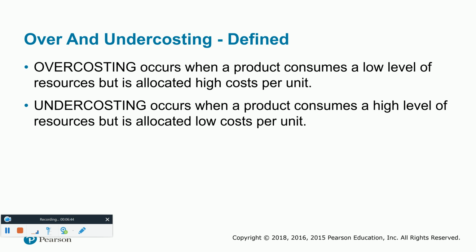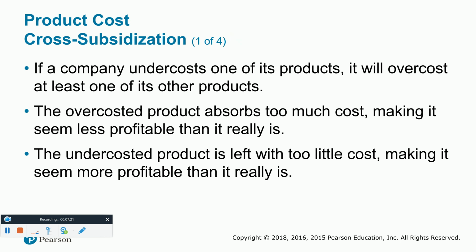All right, so some units that are overcosted, they consume a low level of resources, but they're allocated high costs. So there's too much cost applied to that particular unit. And undercosting is the absolute opposite, where we use a high level of resources to make that certain product, but we allocate a low amount of costs. So this is not good for pricing purposes. We're going to underprice some products and we're going to overprice some products. And that is going to hurt us when we get to our competition.